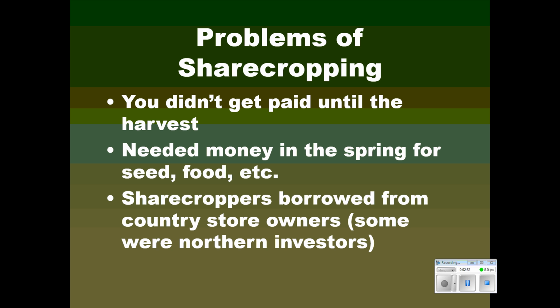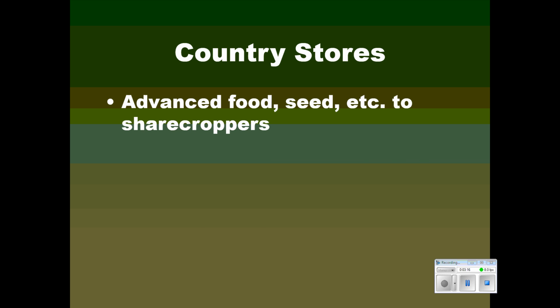Well, very often to a country store. Some of these stores were set up by investors from the north. Often there would be only one store in a particular area. And of course, these sharecroppers had no decent means of transportation. So they were pretty much stuck with the store nearby. Now, these country stores would advance, in other words, loan the sharecroppers food and seed and whatever else they needed to survive until the harvest came in.